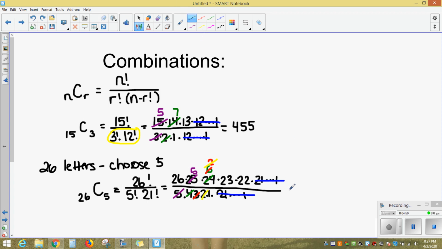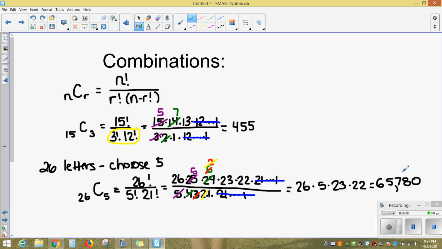And so all we have left is, I'm going to rewrite this so we can see it better. We have 26, and we have 5, and we have 23, and we have 22, which if I typed it into my calculator is 65,780. That's how many ways I can take these 26 letters of the alphabet and choose 5 of them. And that doesn't even have to do with order. If I wanted to put them in a special order, that number would be a whole lot larger. It would be times 120.